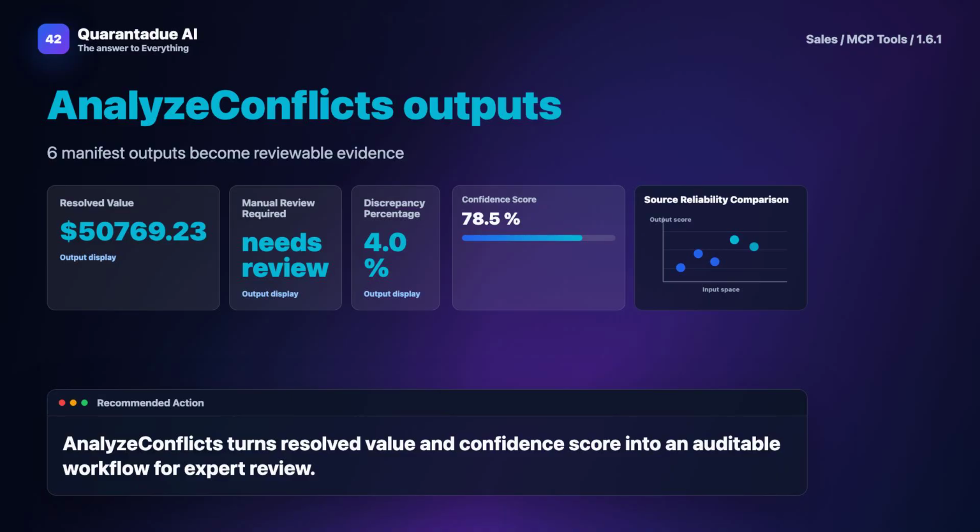Additionally, AnalyzeConflicts includes scenario modeling capabilities. You can ask what-if questions, like what happens if you trust the email data more than the CRM, and see how that affects your overall pipeline accuracy.